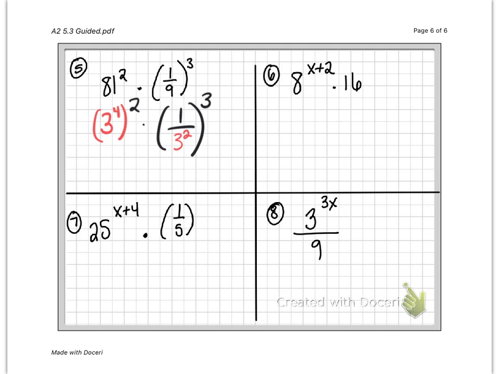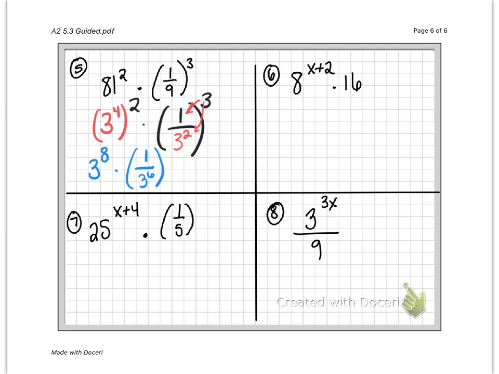Now, in order to make our math simpler, I'm going to bring this up. Actually, let's not bring it up. Let's leave it here. When I distribute this exponent, I give it to the numerator and to the denominator. And then I'm going to simplify. So 3 to the 4th to the 2nd gives me 3 to the 8th, times 1 to the 3rd is still 1, over 3 to the 2nd to the 3rd, which would be 3 to the 6th.